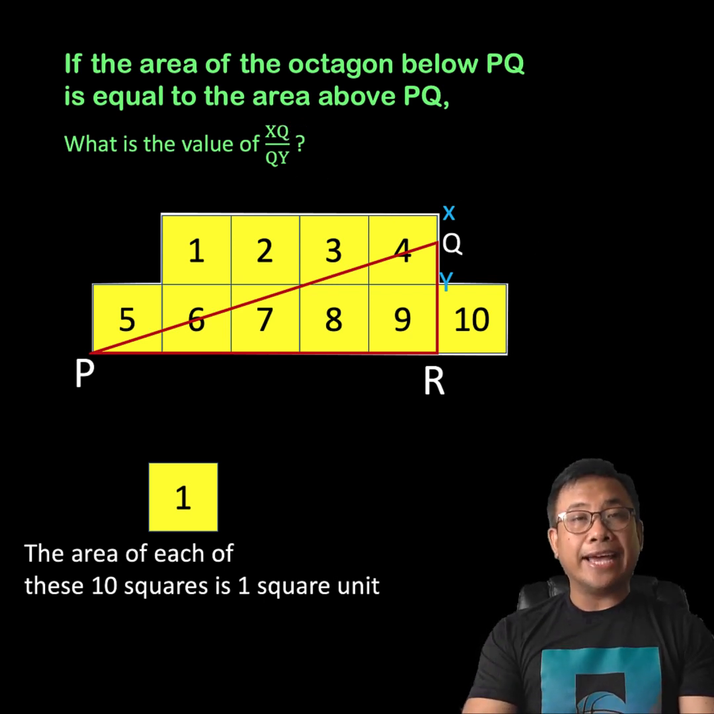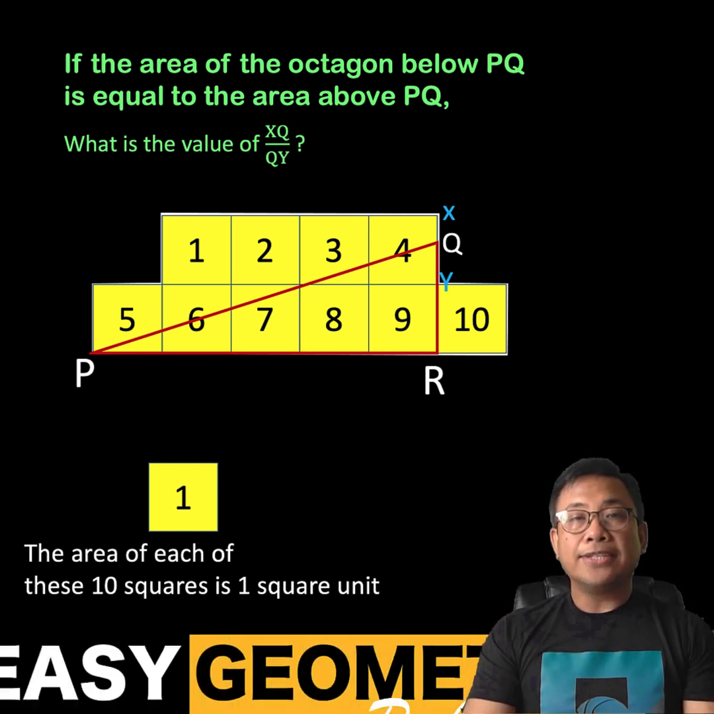You can pause the video and see if you can solve this easy geometry problem. Now let's solve this problem together. Let's begin by highlighting this octagon and let's color it blue.